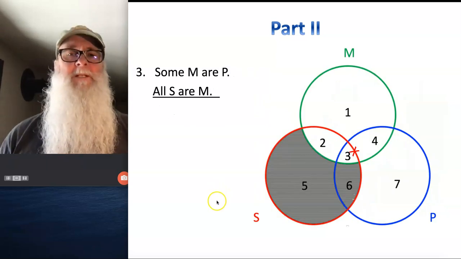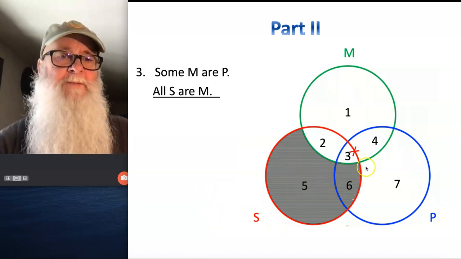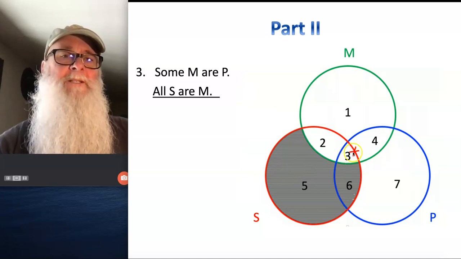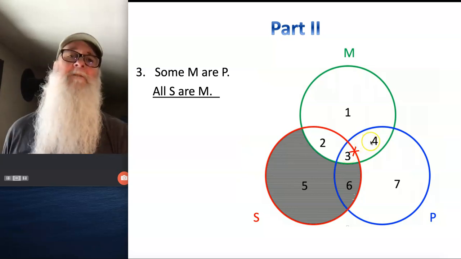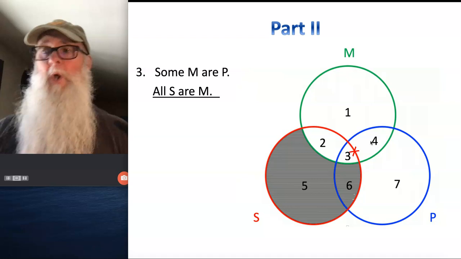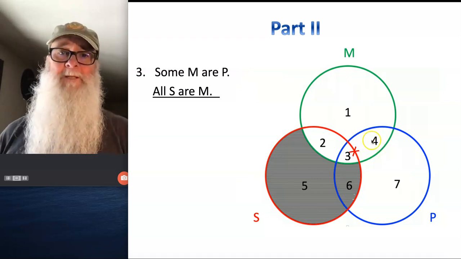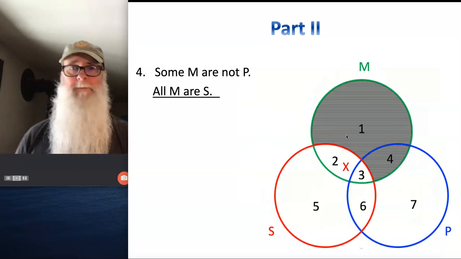If we assume that some M are P and all S are M, we're going to shade in areas 5 and 6 to show that all S are M. But we don't know where to place this X to show some M are P. We could put it in area 3. That would be an M that's a P. But we could also put it in area 4, and that would be an M that's a P. And again, when we have 2 possible areas we can place an X and we don't know which one of those is the appropriate place, we cannot draw a conclusion. So number 3, no conclusion.